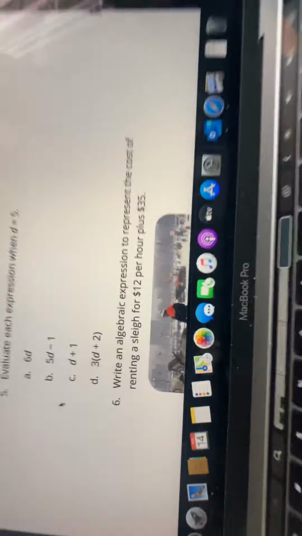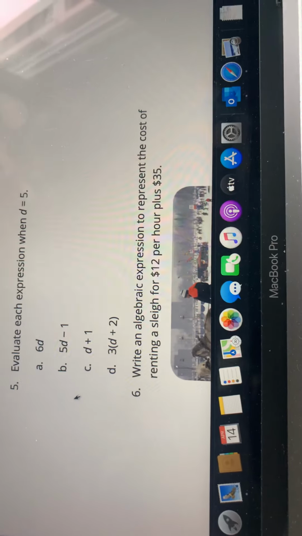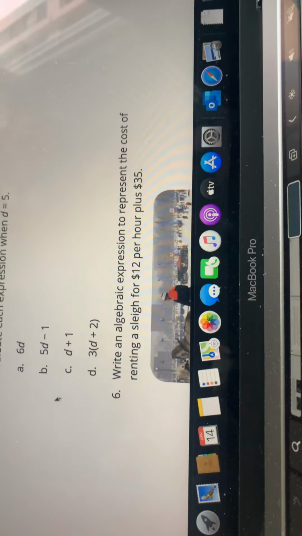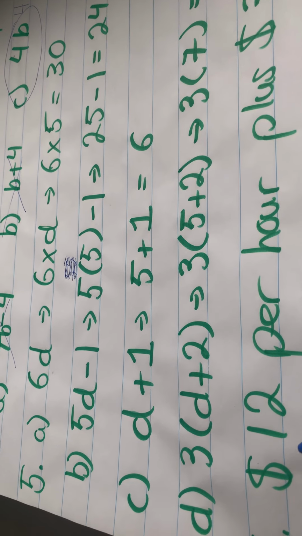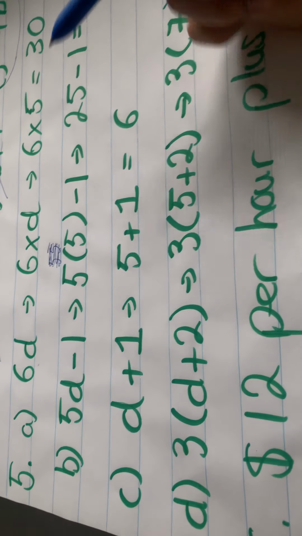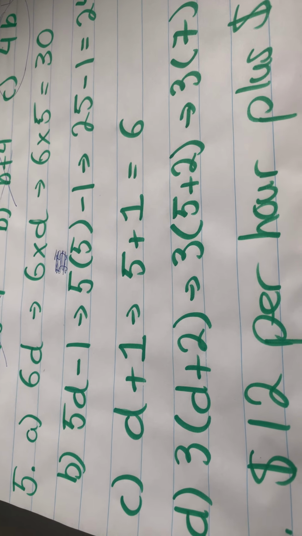Number 6. Number 6 reads, write an algebraic expression to represent the cost of renting a sleigh for $12 an hour plus 35. So, first thing I did was I wrote down what I knew from the question. I know it's 12 bucks an hour, because remember, per just means each.